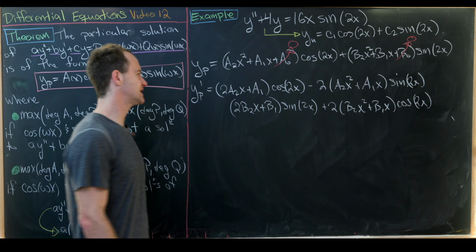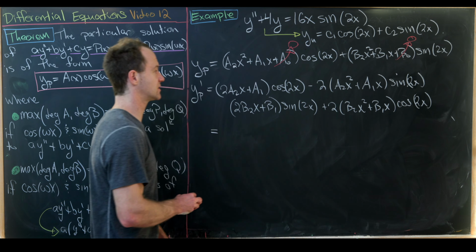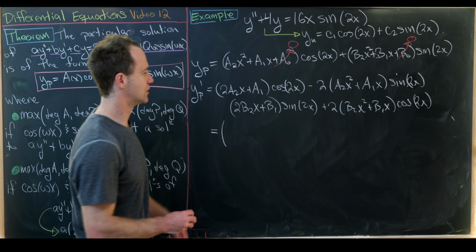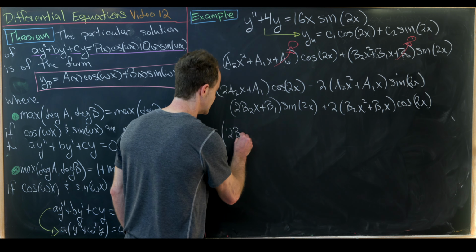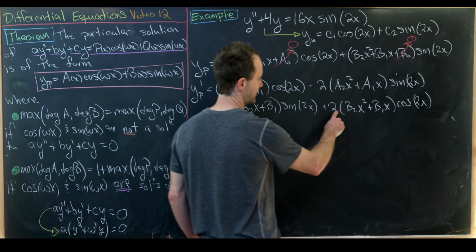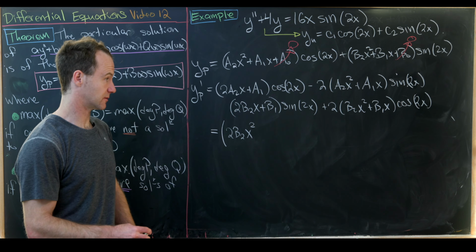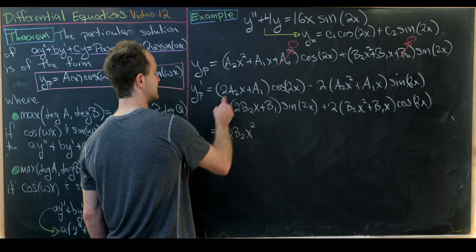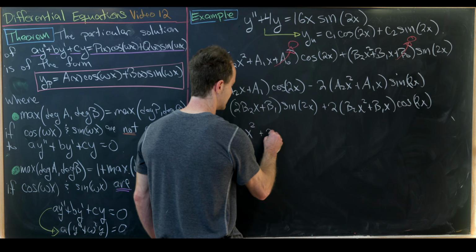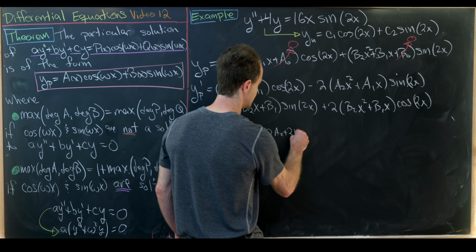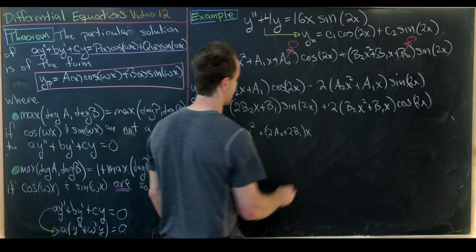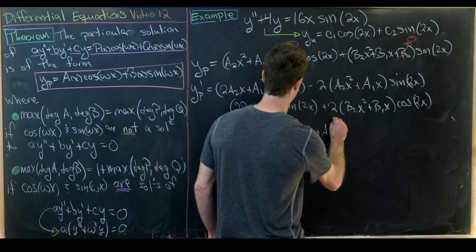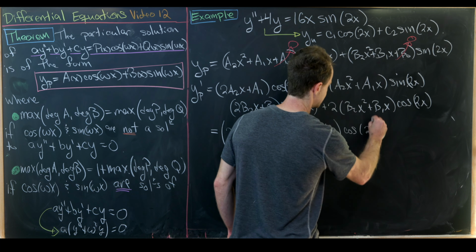Okay, so now let's do the same thing as before and collect the cosine terms and the sine terms. So let's see. Let's first collect the cosine terms. We'll have 2b2x squared. That'll be our only x squared term. And then for the x term, we'll have 2b1 and 2a2. So there we'll have 2a2 plus 2b1 times x. And then our constant term only comes from this, so that'll be plus a1, and then we'll have cosine of 2x.